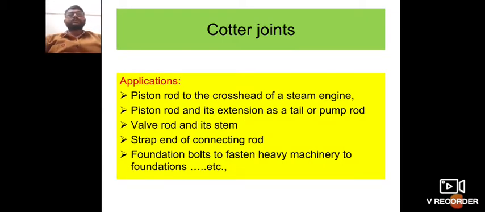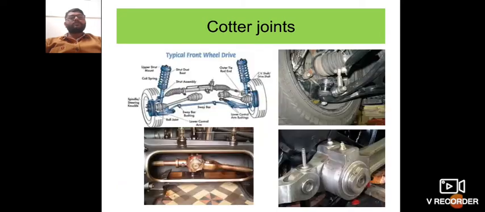Next, the applications of quarter joint. First application is piston rod to the crosshead of a steam engine. Second application is to join the spindle and fork of the valve mechanism, or piston rod and its extension as a tail or pump rod. Third application is valve rod and its stem. Fourth application is valve and its stem.